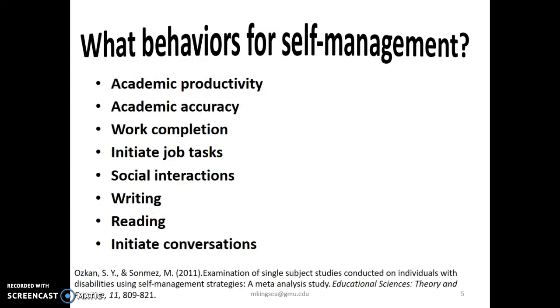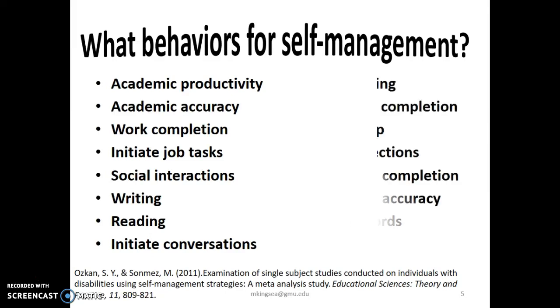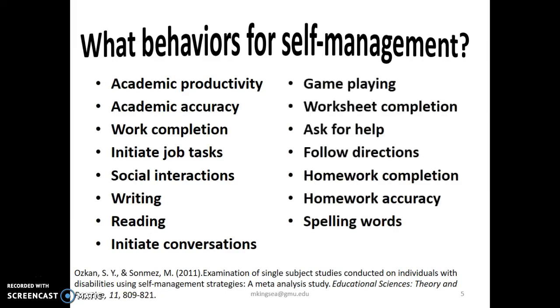What behaviors for self-management? According to these researchers, academic productivity, accuracy, work completion, initiating job tasks, social interactions, writing, reading, initiating conversations, game playing, worksheet completion, asking for help, following directions, homework completion, and accuracy in spelling words are all examples of behaviors that have been improved using self-management.